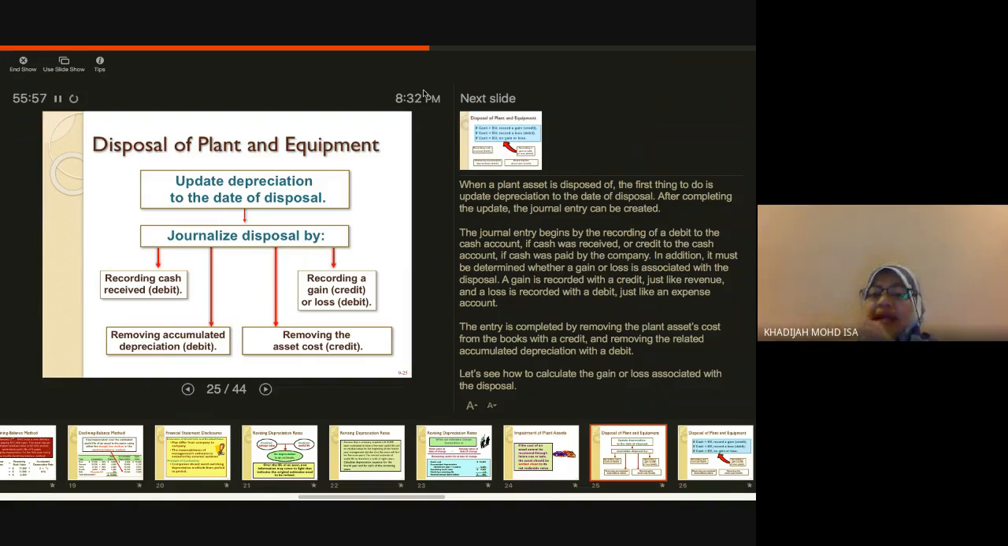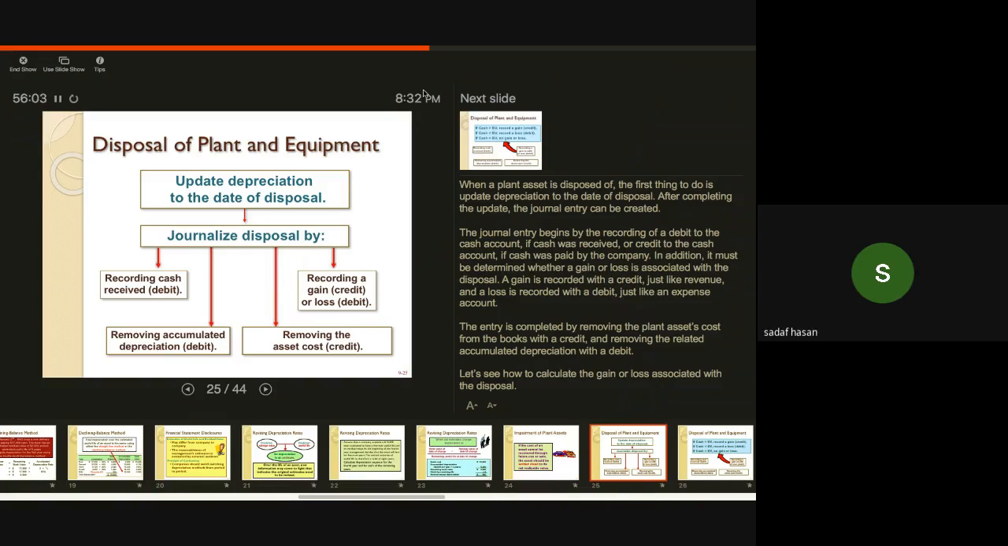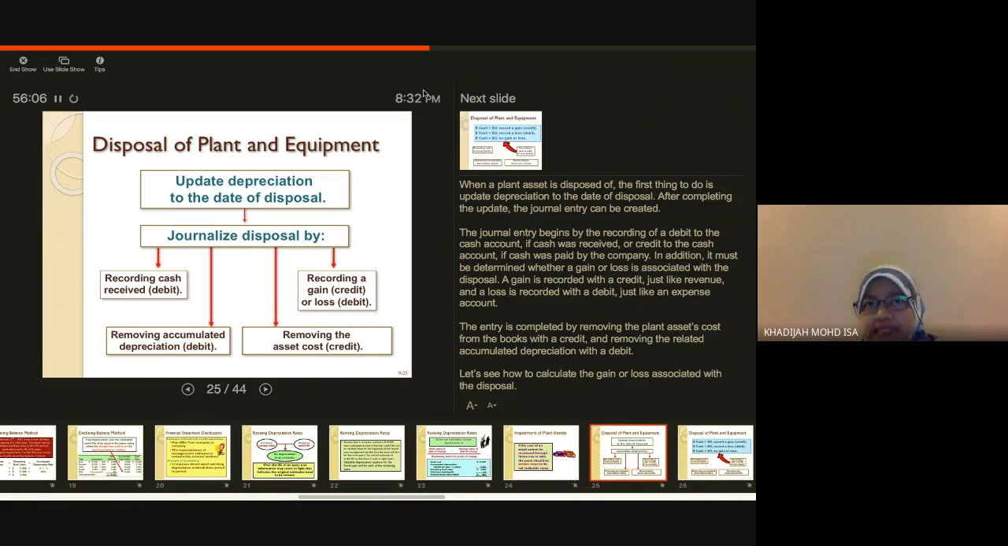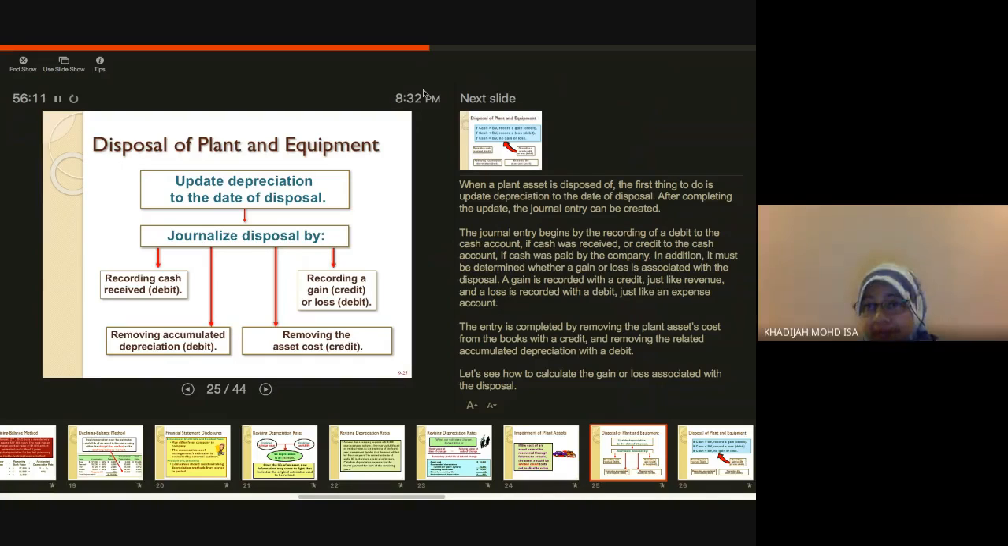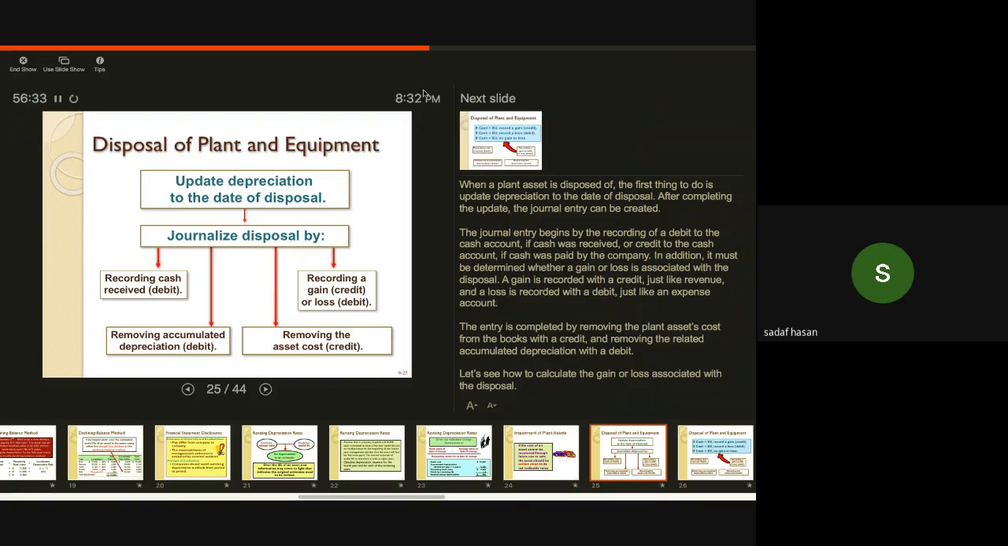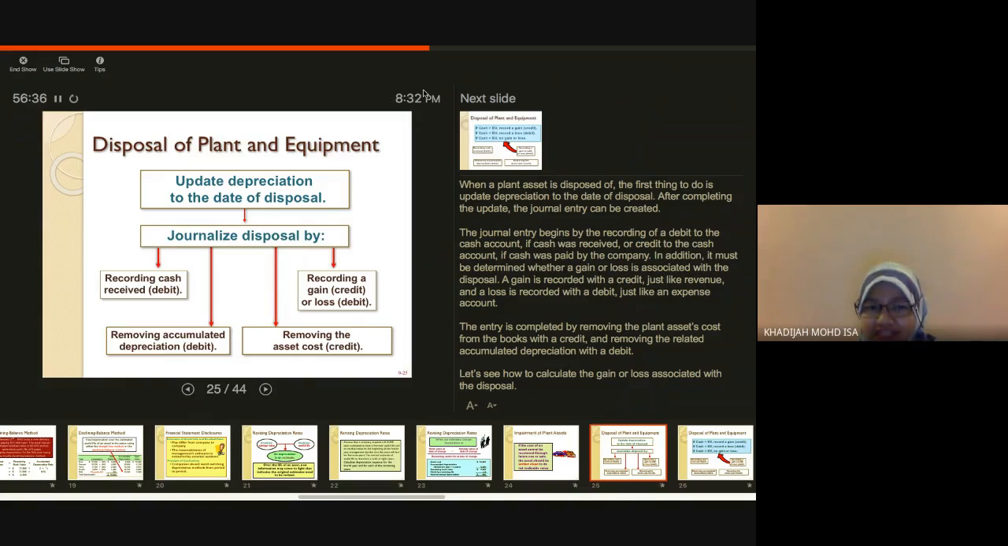And then the asset comes with the accumulated depreciation, isn't it? Is accumulated depreciation a debit or credit balance? It's a credit balance. So if I were to remove the accumulated depreciation, what should be my entry? You have to debit it, because you want to remove it. So now you know that you're going to debit your cash, credit your asset account, and debit your accumulated depreciation.